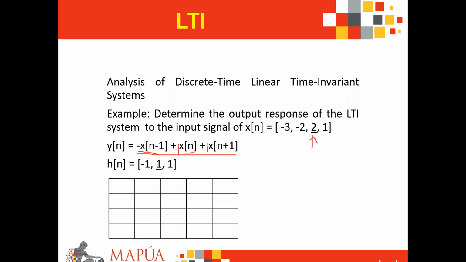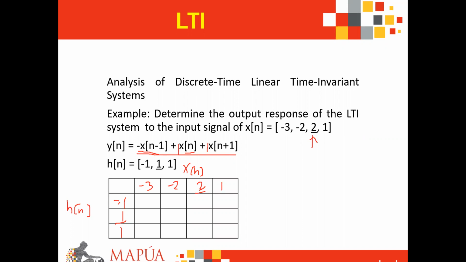Okay? So, pag ginawa natin ngayon yung convolution array, dito ko nilalagay yung impulse responses h. Andito yung impulse responses. So, lalagay ko rito -1, 1, tapos lalagyan ko ng underline, tapos 1. And dito sa taas, lalagay ko yung aking signal, which is my x of n. So, lalagay ko lang dito, -3, -2, 2, i-underline ko yung 2 because this is where n equal to 0 is, and then 1.